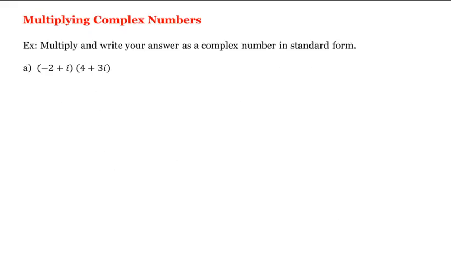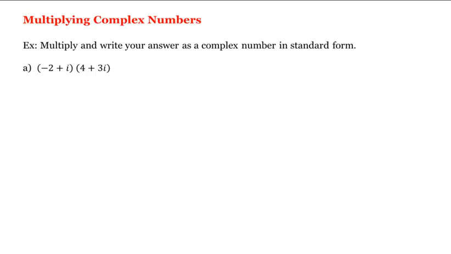Let's learn how to multiply complex numbers. For example, let's multiply these two complex numbers together and write our answer in standard form. Now, when multiplying two complex numbers, we could proceed in a similar manner as we do when we multiply binomials. That is, we can use FOIL.